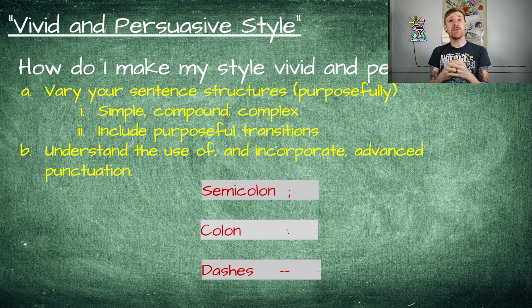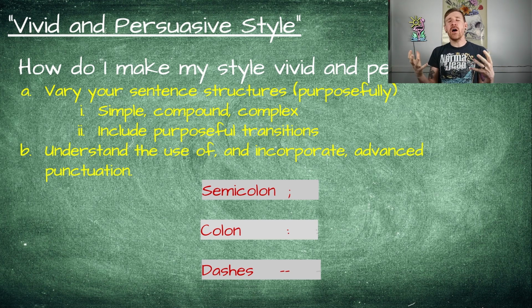You want to talk about simple sentences, compound sentences, and complex sentences. And you want to know why you're using what when. A simple sentence has one subject and verb. A compound sentence has two equal clauses. It's called a coordinated sentence. A complex sentence has a subordinate clause.